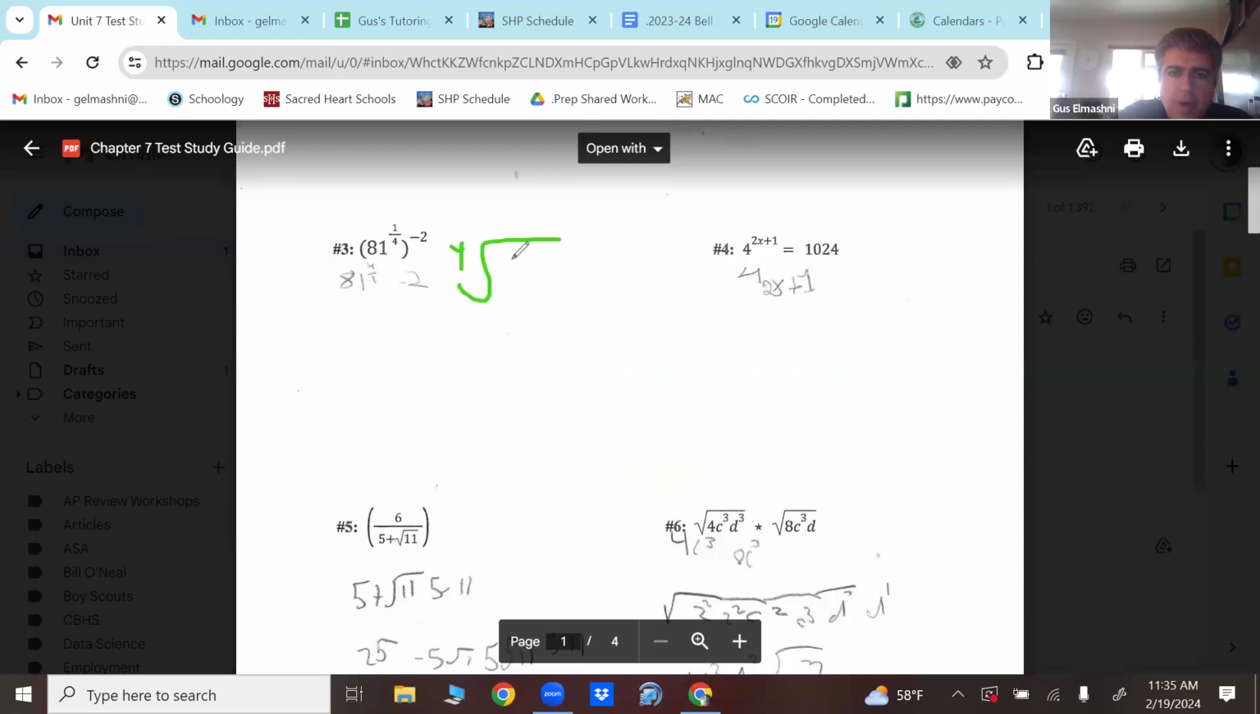So you have the 4th root of 81, which will be 3, because that's what happens when you have a number raised to a fraction exponent. It's the nth root of that.